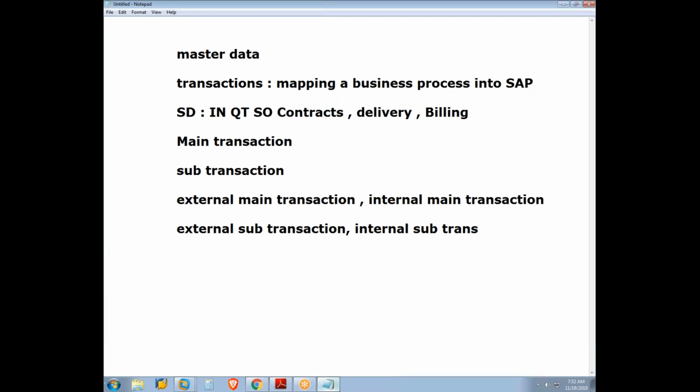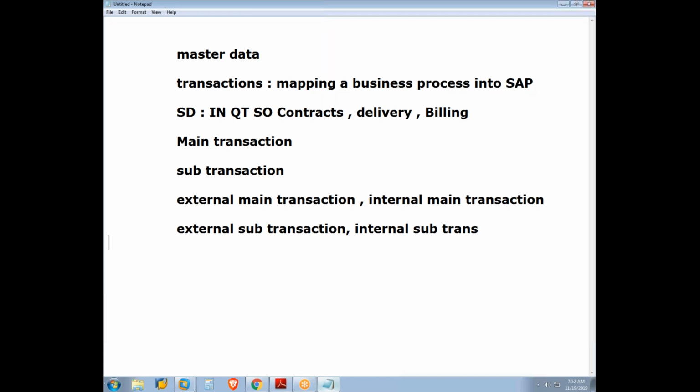Sometimes the same sub transactions can also appear in another main transaction. Okay, that means sub transactions can be repetitive. They are not only used under one main transaction, but they also can be defined under another main transaction. Okay, the purpose of main transaction is to set up most of the time the account determination.